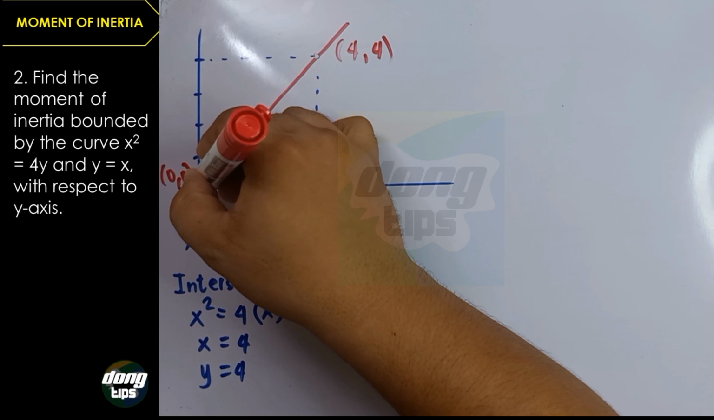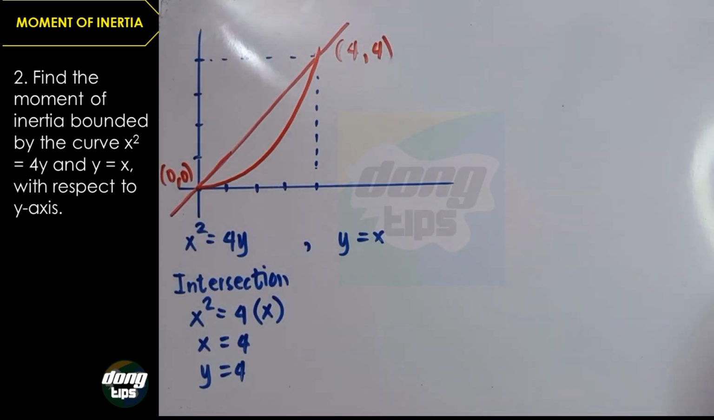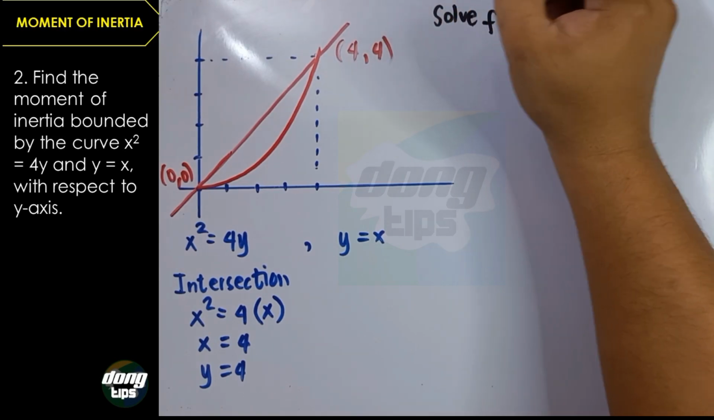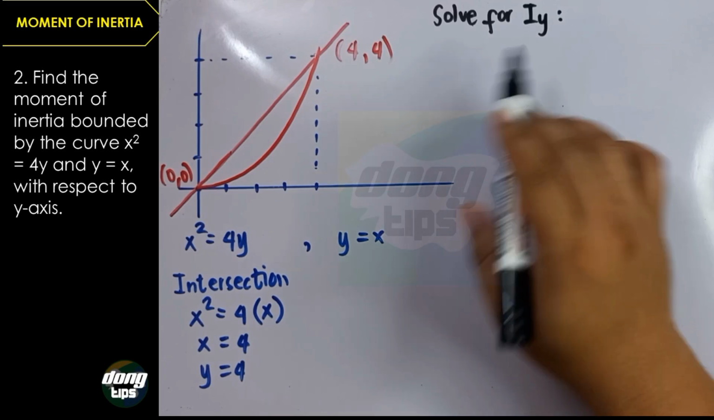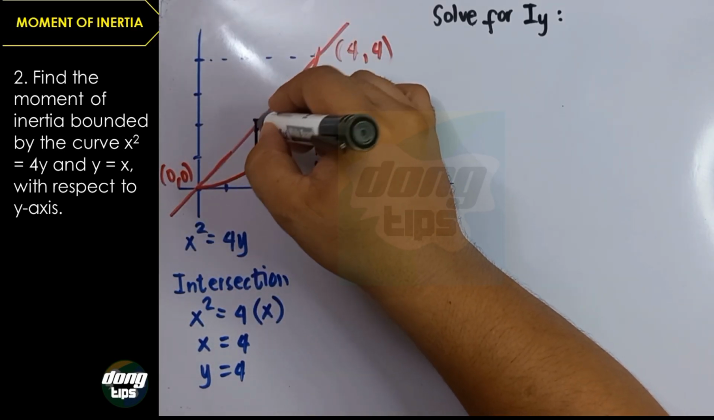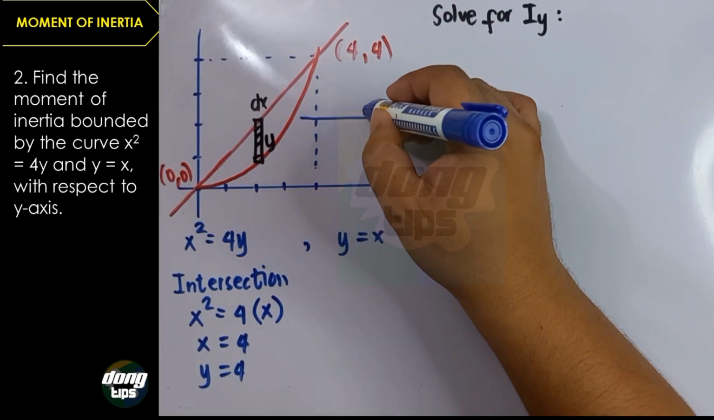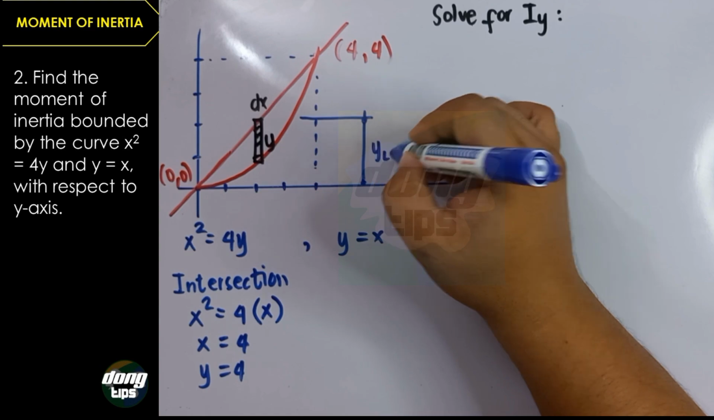Now, we have our plane area as shown. Referring to the tip we shared earlier, if we wish to solve for the moment of inertia with respect to the y-axis, we have to use a vertical strip. y, or the height of the strip, is equal to y of line minus y of parabola.